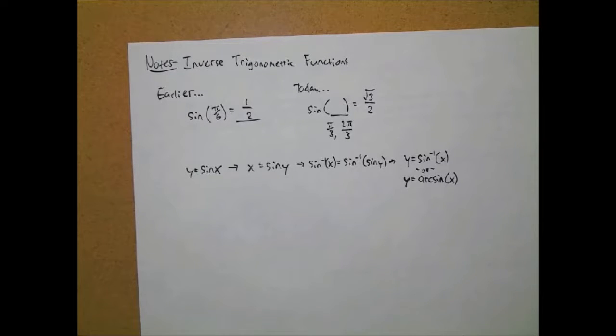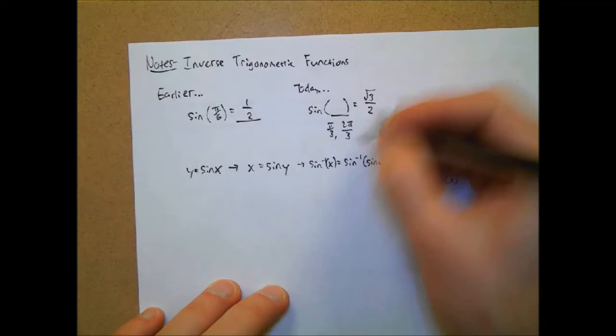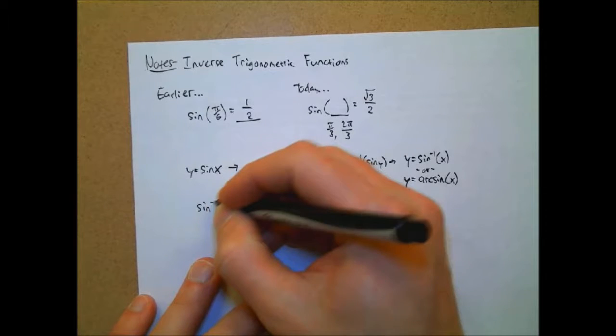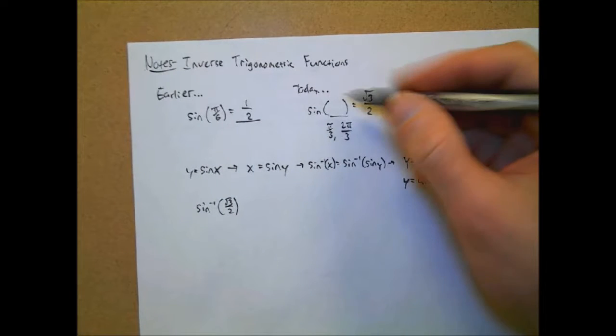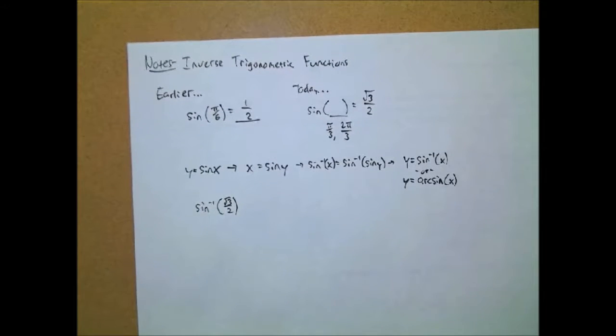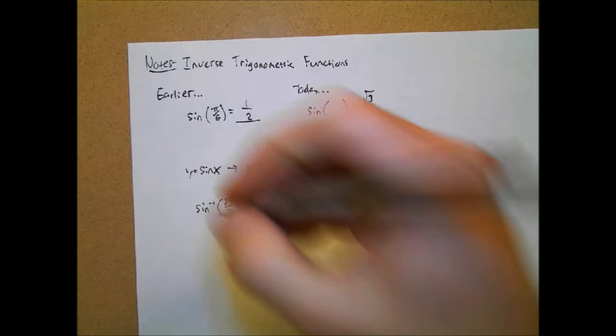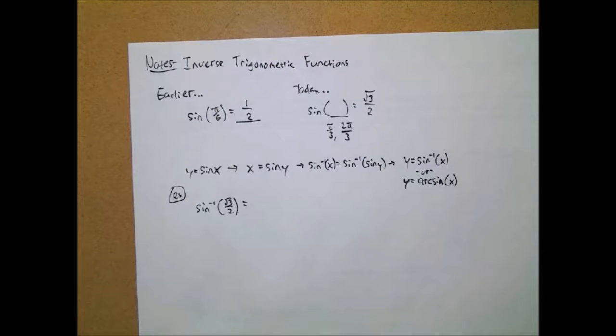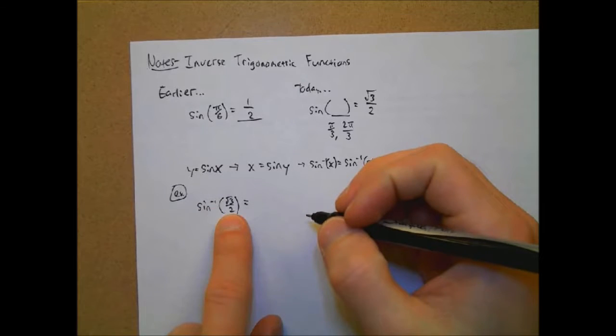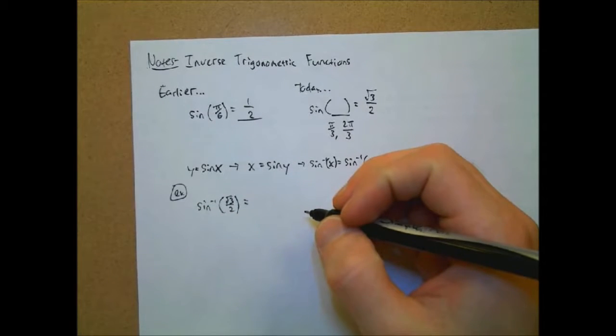Now, in other words, for the problem that we did right here, we could say sine inverse of root 3 over 2, to write this question in terms of the inverse stuff. We can ask, sine inverse of root 3 over 2, what angles give us that root 3 over 2? This is a problem we should be able to answer, something we could see, for example.